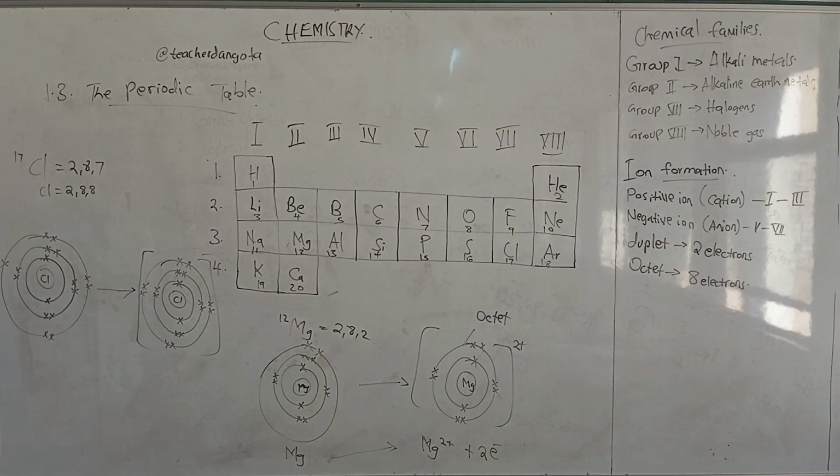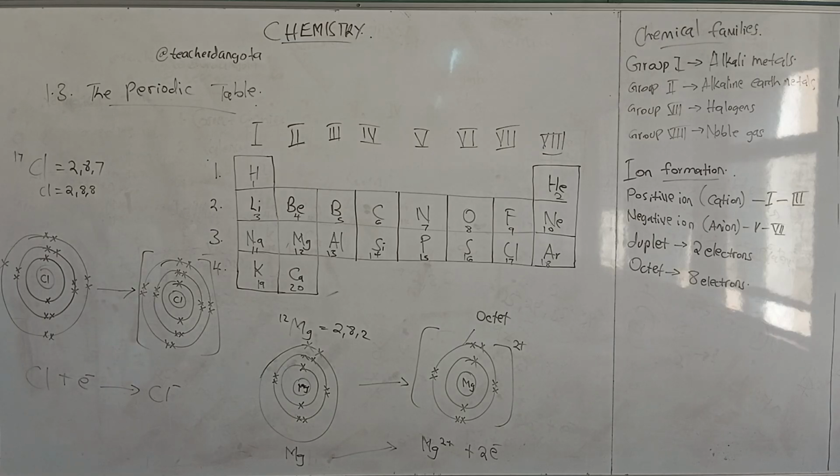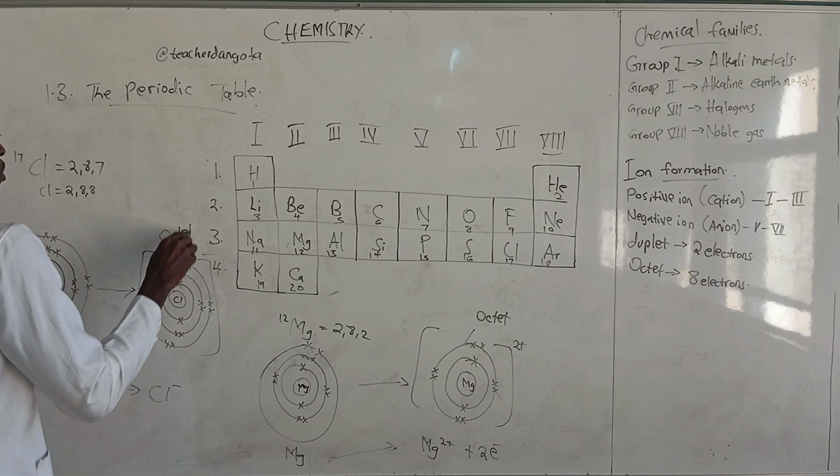So that one is chlorine. So what has happened here? Chlorine has gained an electron to become the chlorine ion. It has become stable now, having 8 electrons in its outermost energy level. Hence, it is an octet.